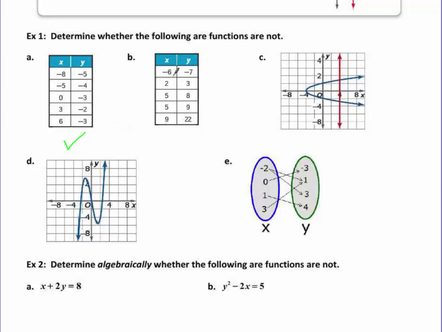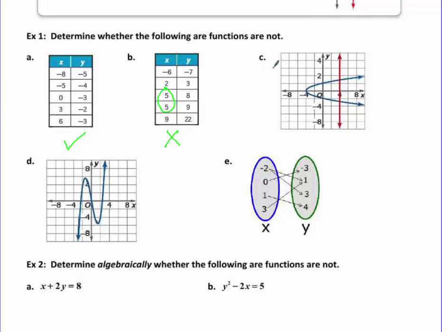Okay. Let's look at this one, which is not going to be a function. So -6, -7. When x is 2, y is 3. When x is 5, y is 8. When x is 5, y is 9. That's a problem because we have the same x value, or the same input, producing 2 different outputs, and that's not okay. So this is not a function.